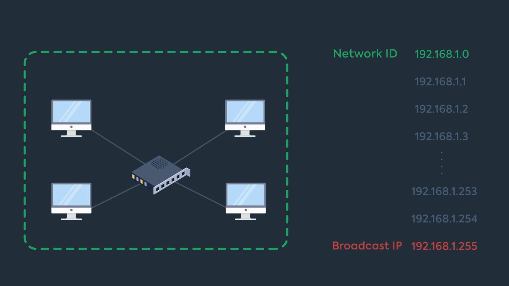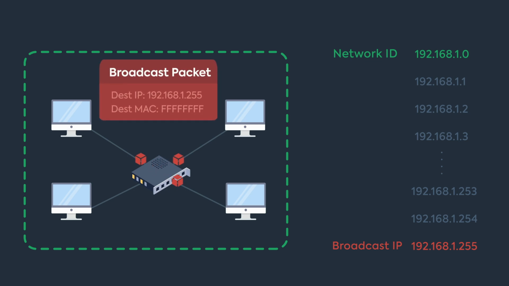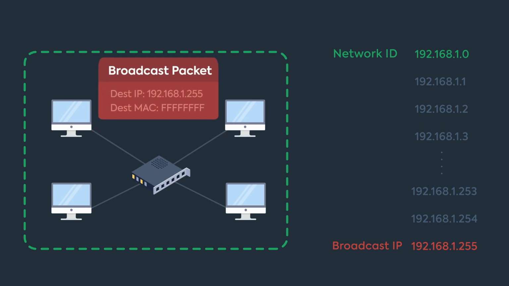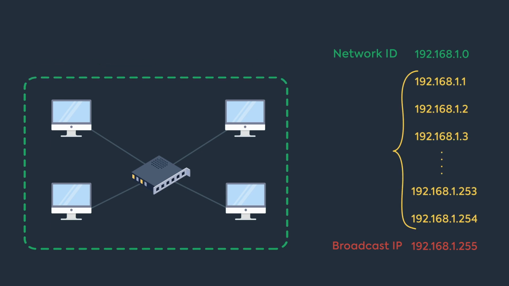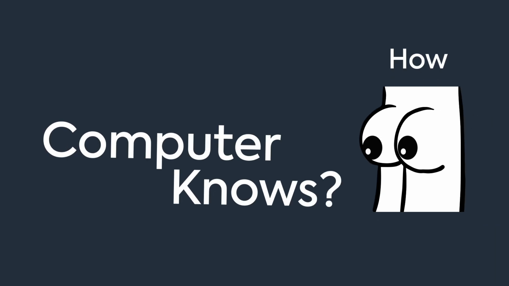Similarly, the broadcast address is the last IP of any network. And as the name suggests, whenever a device has to send a packet to all the devices, essentially broadcasting it everywhere, the broadcast address is used as the destination address. The remaining in-between addresses are assigned to the devices in the network. These are called usable host addresses. But the question is, how do computers find these addresses?